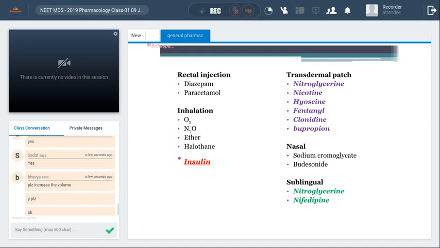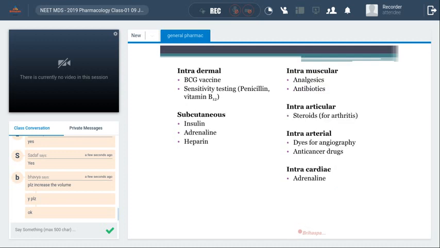Okay, then we have drugs which are given by the sublingual route. Just now I mentioned nitroglycerin is given by the sublingual route for an angina patient so that it produces a faster effect in relieving the pain. We also have nifedipine, which is an antihypertensive drug. For patients with very high blood pressure, we give nifedipine to bring about immediate control of blood pressure. So drugs given by the sublingual route are nitroglycerin and nifedipine. Fine. These are some of the standard examples of drugs given by different routes. Of course, there may be many others. Okay. Please go through these questions that have been asked.